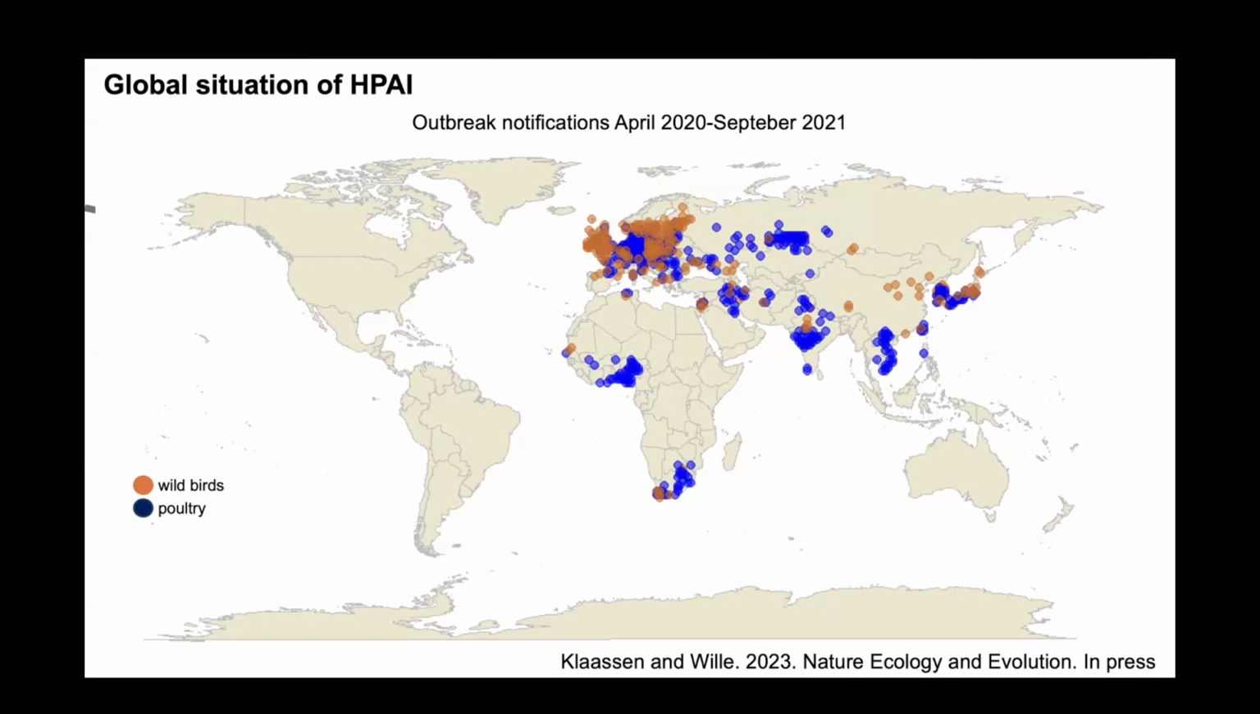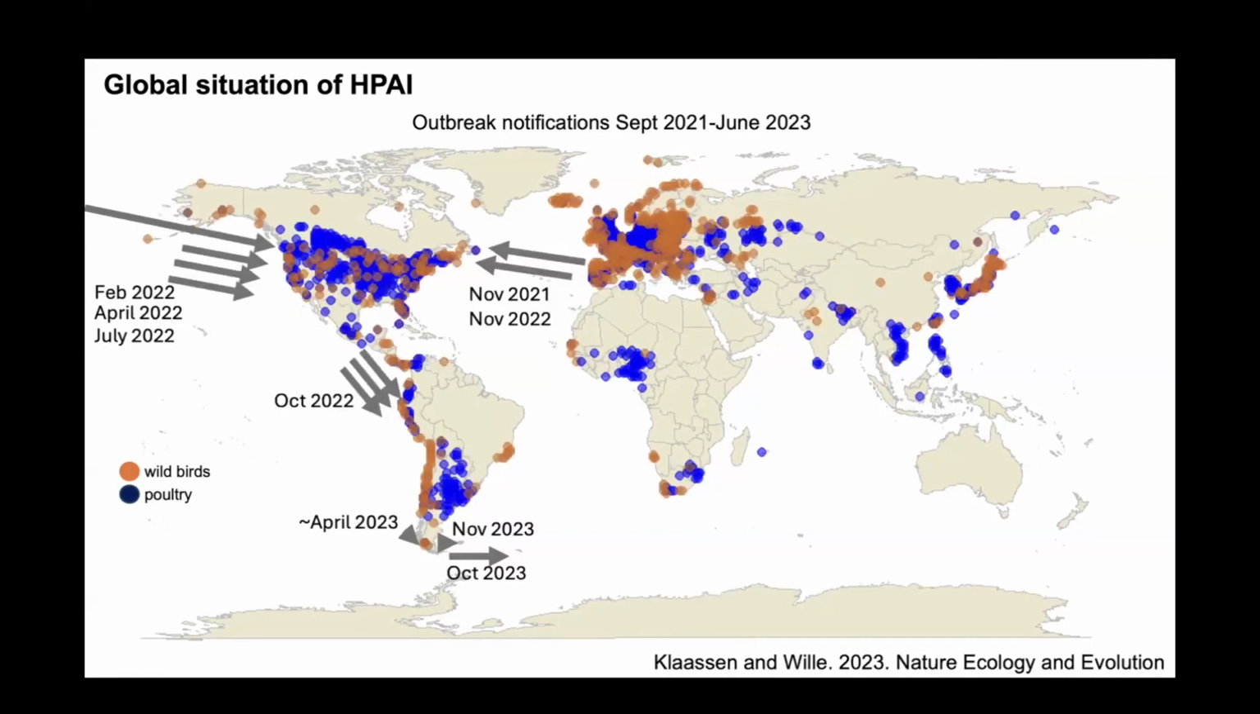I just want to show you the stark contrast. This is notification data from April 2020 to September 2021. Each dot is just a notification. It could be one bird. It could be a million birds in a poultry house. We've divided the colors here by poultry and wild birds. So this had been the situation for some years. And then this happened, okay?